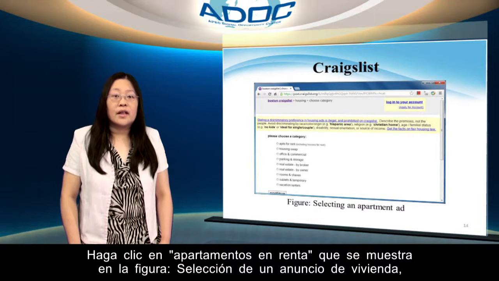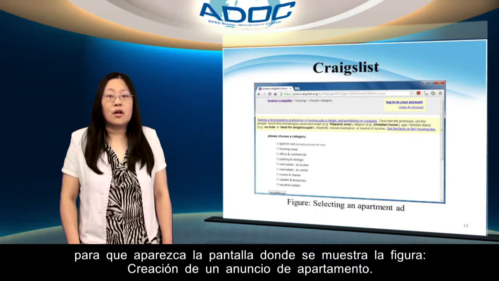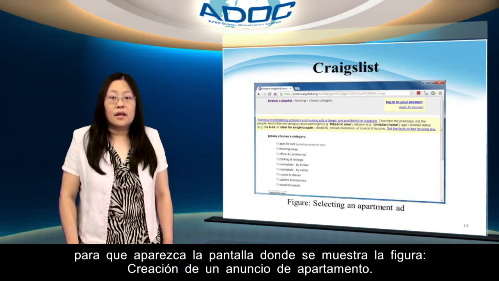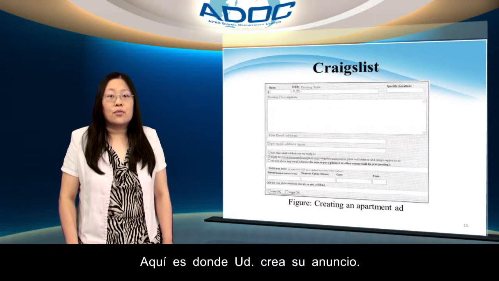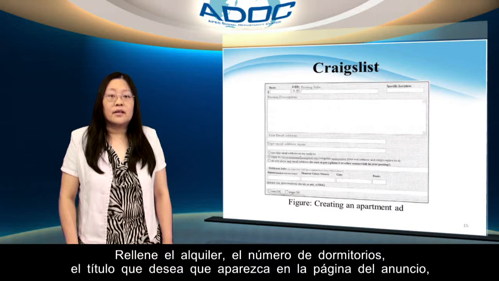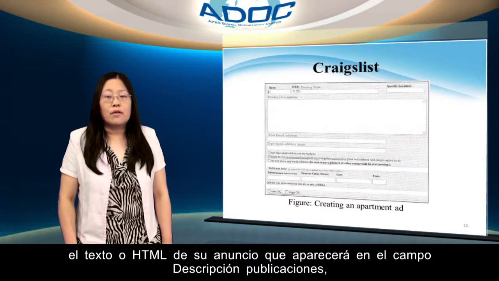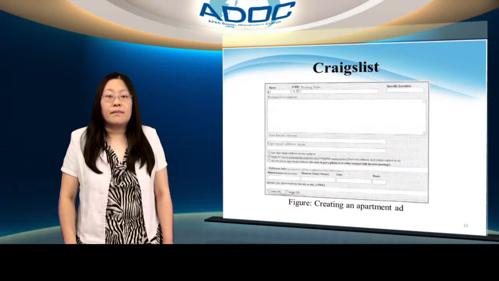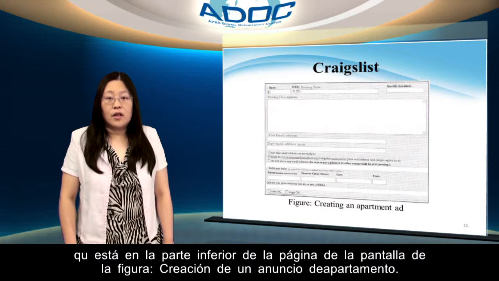Click Apts for Rent in the figure, selecting an apartment ad, to bring up the screen shown in the figure, creating an apartment ad. This is where you create your ad: fill in the rent, the number of bedrooms, the title you want displayed in the ad listing page, the text or HTML for your ad in the posting description field, and your email address. Then click Continue at the bottom of the screen in the figure, creating an apartment ad.